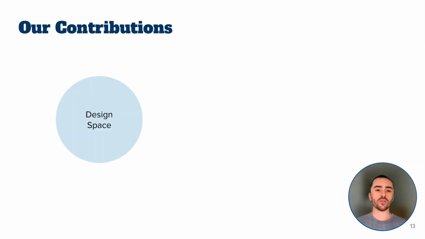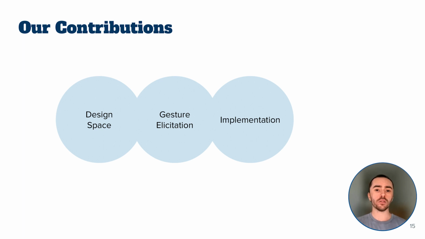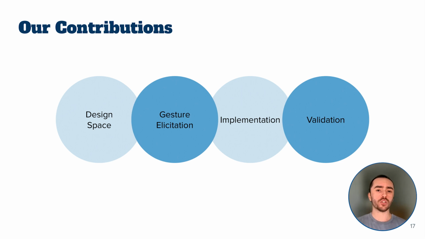In this work, we create a design space of interactive layout optimization for augmented reality environments. We conduct a user elicitation study exploring which gestures users would perform to conduct such interactive optimizations. We design and implement an interactive prototype demonstrating our approach. And finally, we validate our approach through a controlled summative study. Given the limited amount of time, I will present the summary of the gesture elicitation and summative studies.